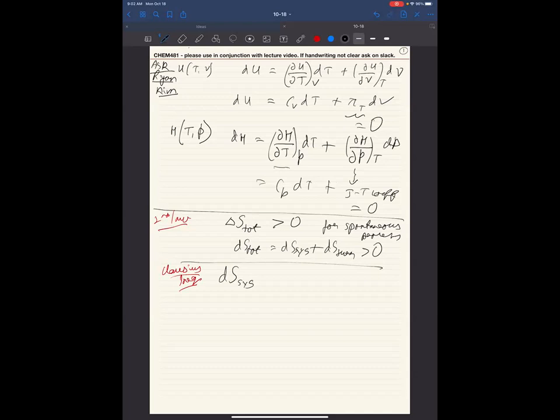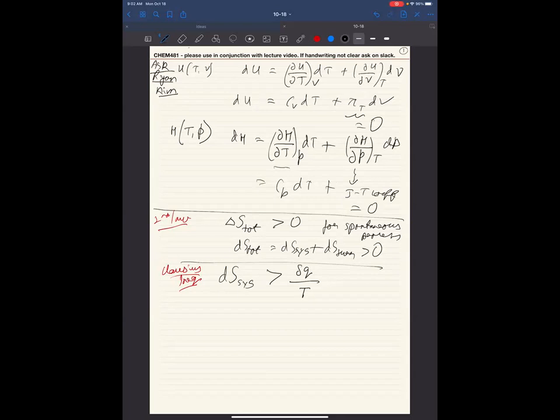That says that dS system must be more than the heat given to the system divided by temperature. So you have gotten rid of S surroundings. This is only S system. So this tends to be more useful because you're no longer calculating S surroundings. The reason you were able to get this is because S surroundings is related to delta Q. That's where it comes from.